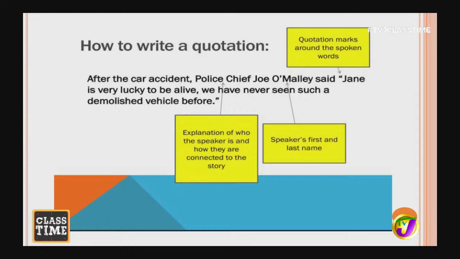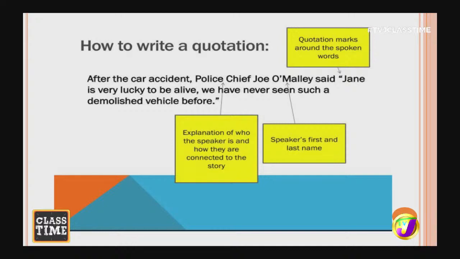So if we're writing our quotation and we just say police, police who? What is the policeman or woman's name? So we would include that because this would give us some insight as to how credible the information is, maybe. So explain who the speaker is and how they are connected to the story. Next, the speaker's first and last name. Here it is, the speaker's name. He's a police chief, and his name is Joe O'Malley.